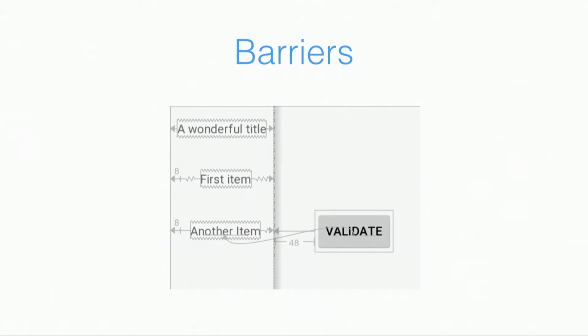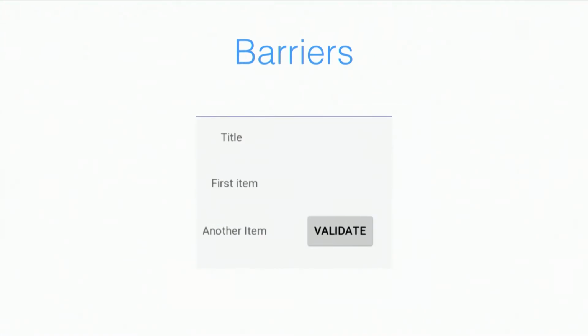But there's an extra twist here. If you notice, all three elements are also constrained to the barrier and to the left side, which allows them to be centered within whatever the barrier is to the side. So you can do a bunch of clever combinations like that. And what's nice is, if the title changes, everything just recomputes correctly.